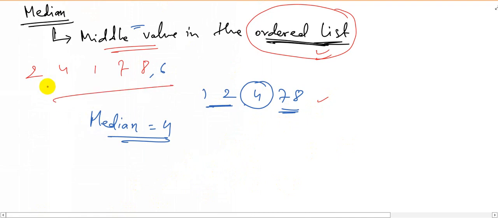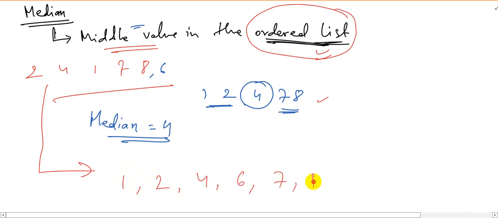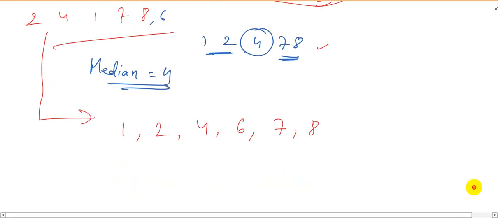For this data point. Now let's do it here. So it would become 1, 2, 4, 6, 7 and 8. So now the number of data points here is 6. They are 6 in number, right?